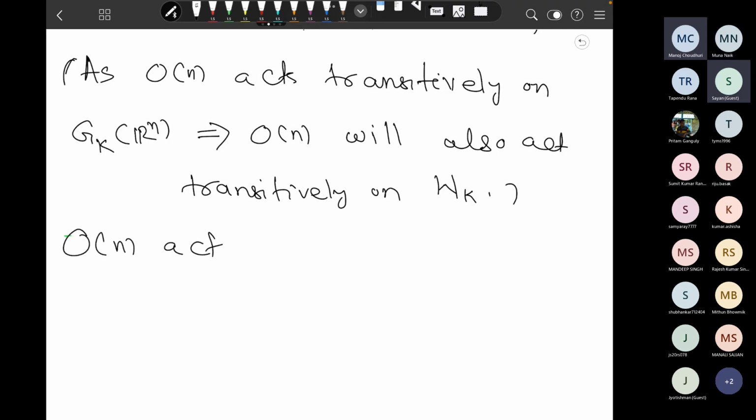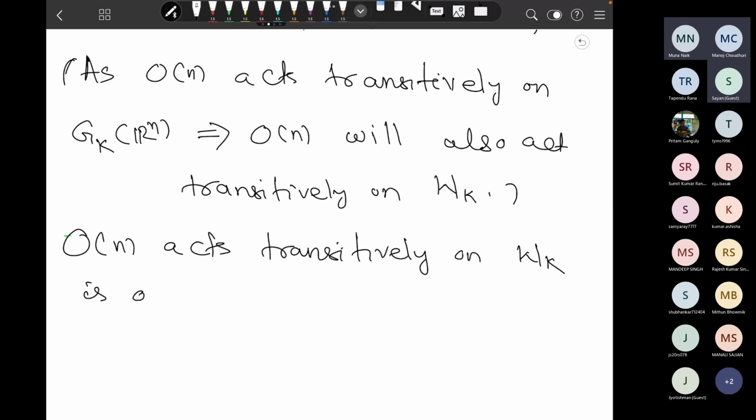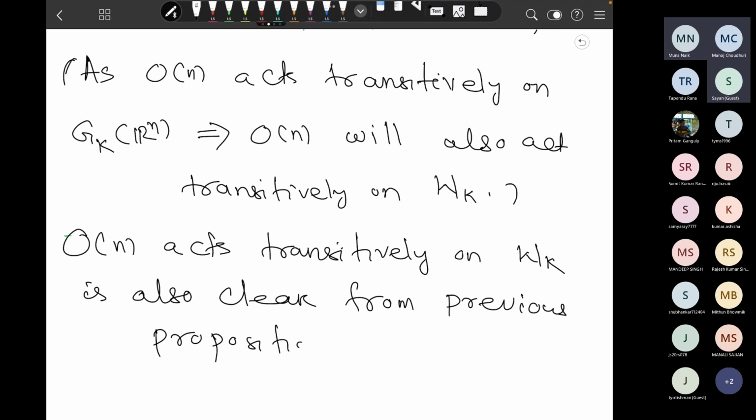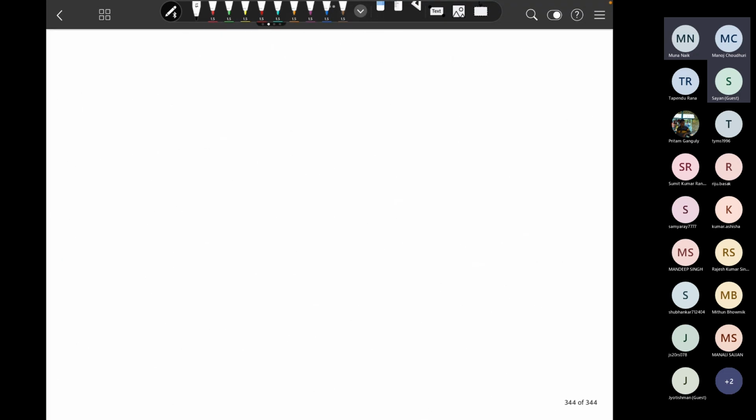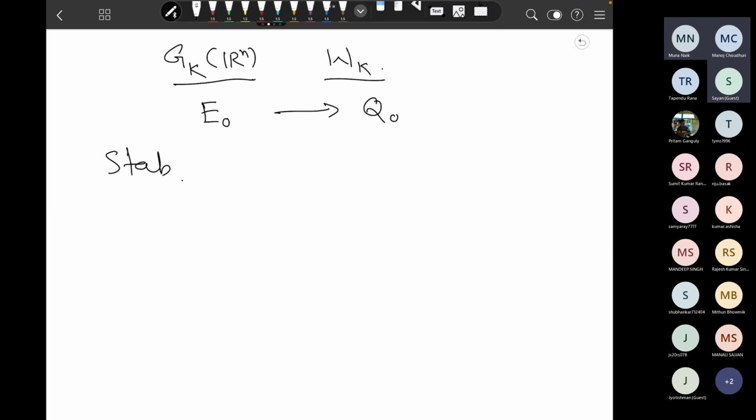So O_N acts transitively on W_k, which is also clear from the previous proposition. Now we have this identification of G_k(R^n) with W_k. E0 is mapped to Q0. If you look at the stabilizer of O_N inside E0, we expect that all these stabilizers are the same, and indeed they are the same.